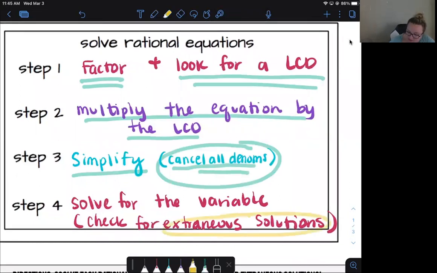Remember, an extraneous solution is an answer you get that doesn't actually work.